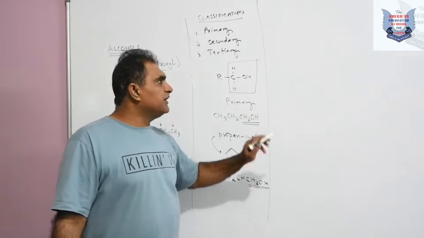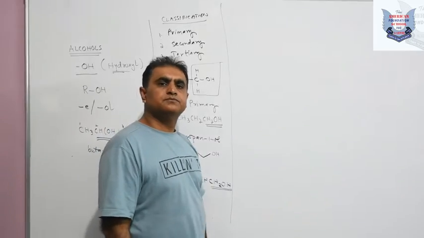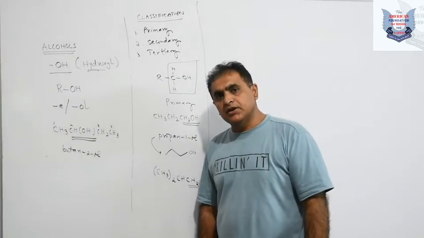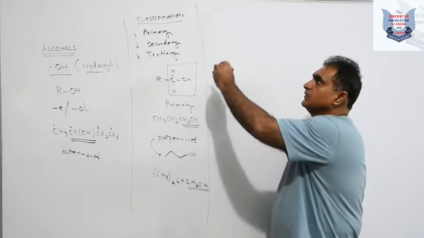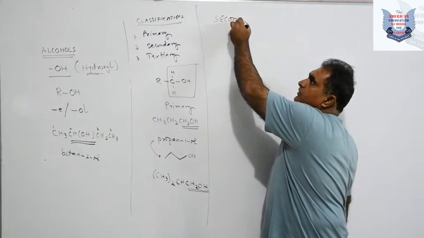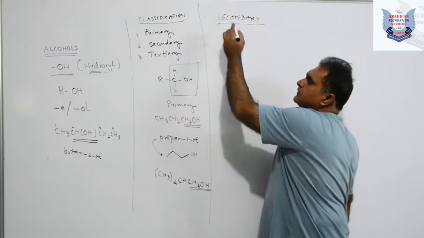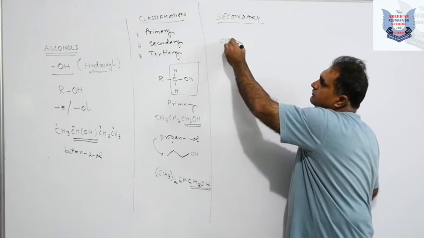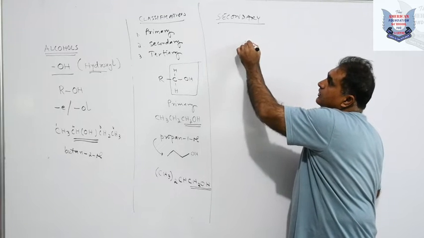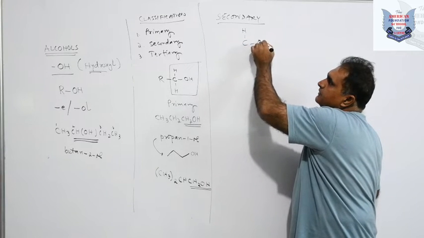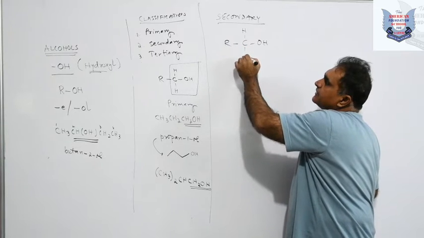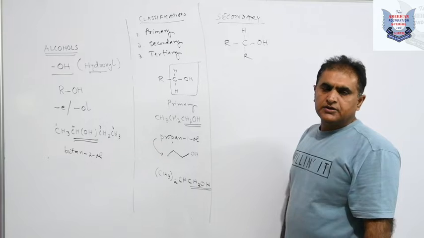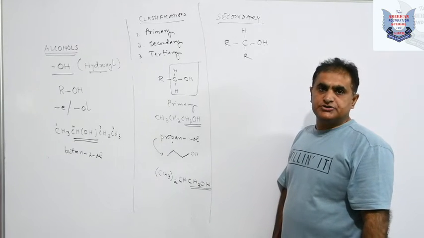Next, if we consider secondary, in the case of secondary alcohol, what do we observe? In the case of secondary alcohol, the OH containing carbon is directly connected to two carbon chains.